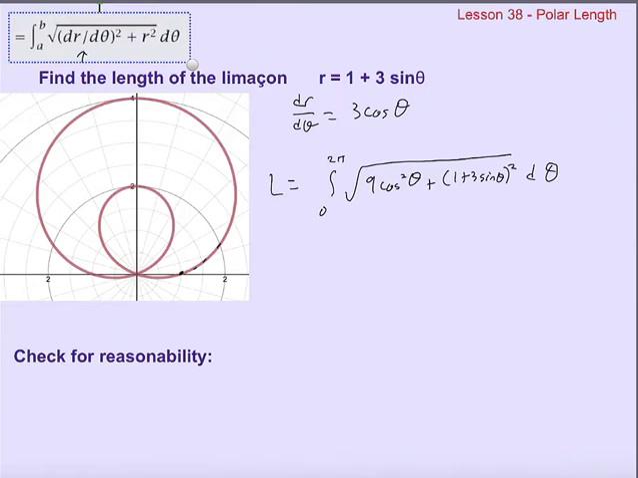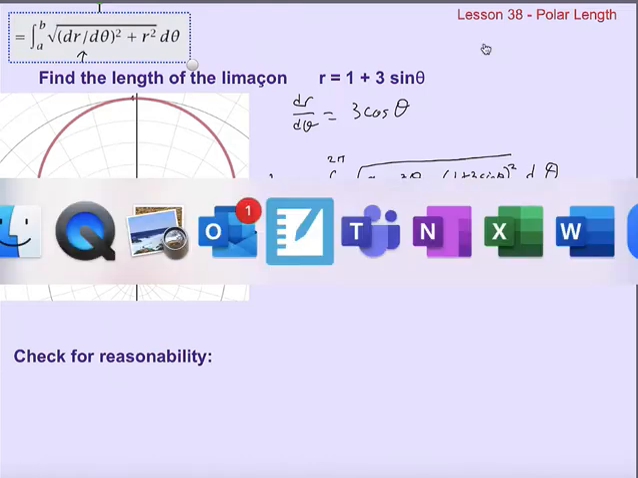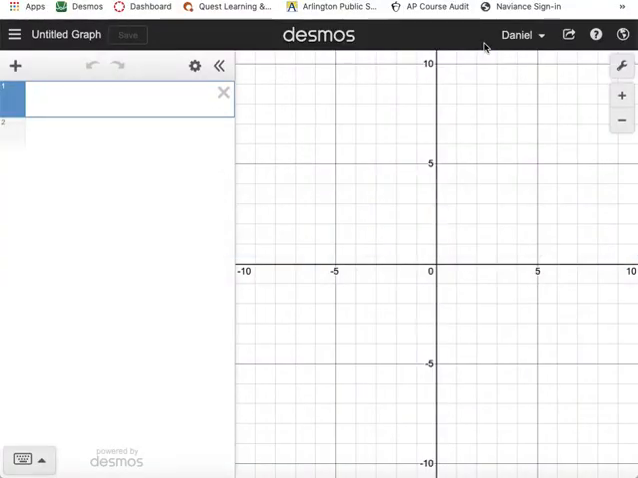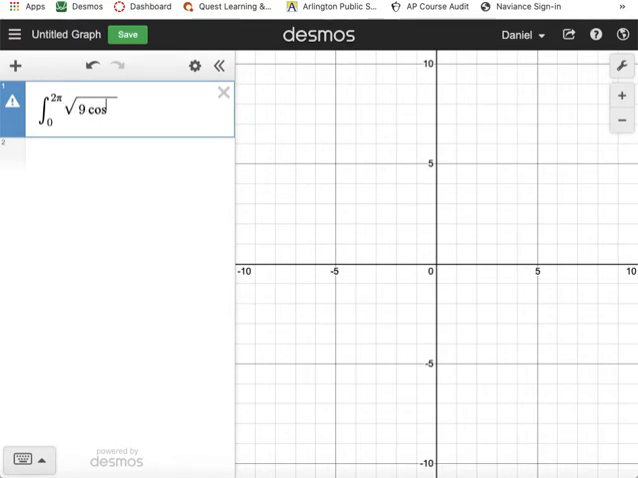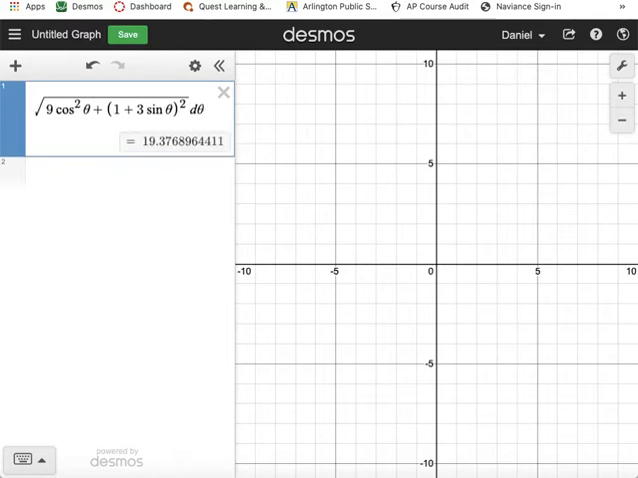So what we're going to do is use Desmos to find that definite integral. The definite integral from 0 to 2 pi of the square root of 9 times the cosine squared of theta plus, make sure you have your parentheses here, for 1 plus 3 sine of theta squared. All of that in respect to theta, and it's 19.379.